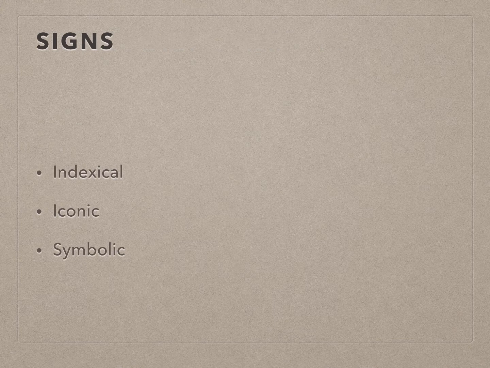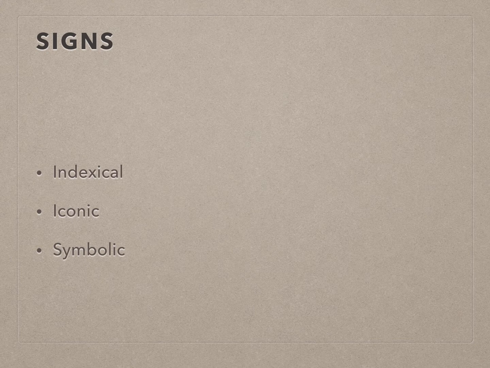So signs are of three types: indexical, iconic, and symbolic. Let me say right now that it's not critical that you identify which of these three a sign is. You're not going to be tested on the distinctions here, but I think understanding a little bit about the differences can help you understand how signs work. Okay, so first, indexical.